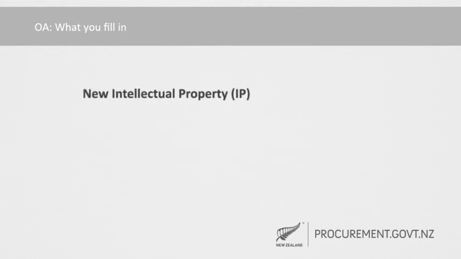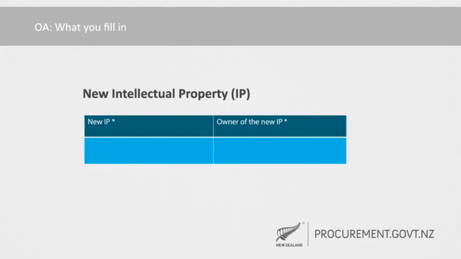Under New Intellectual Property, record here who owns any IP that is developed while the services are being delivered. If you want to agree to a different arrangement to what is in the framework terms and conditions, then you document that here. For each new IP right, you need to say who owns it. Remember that whoever owns it agrees to license it to the other party.